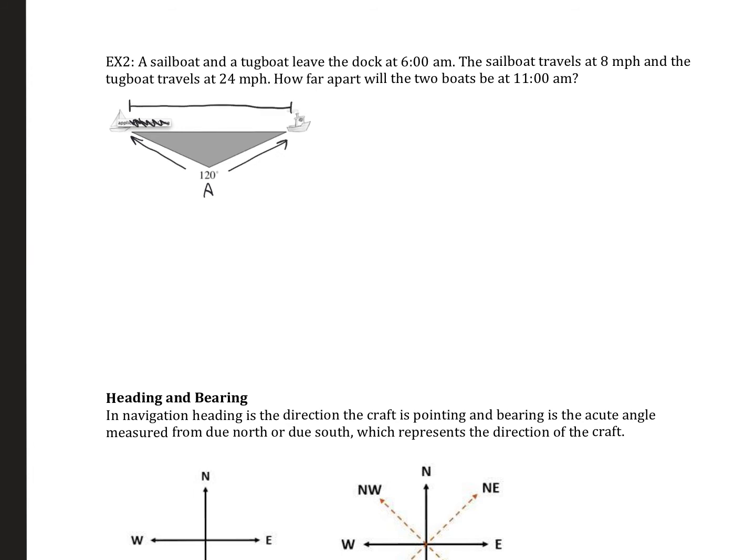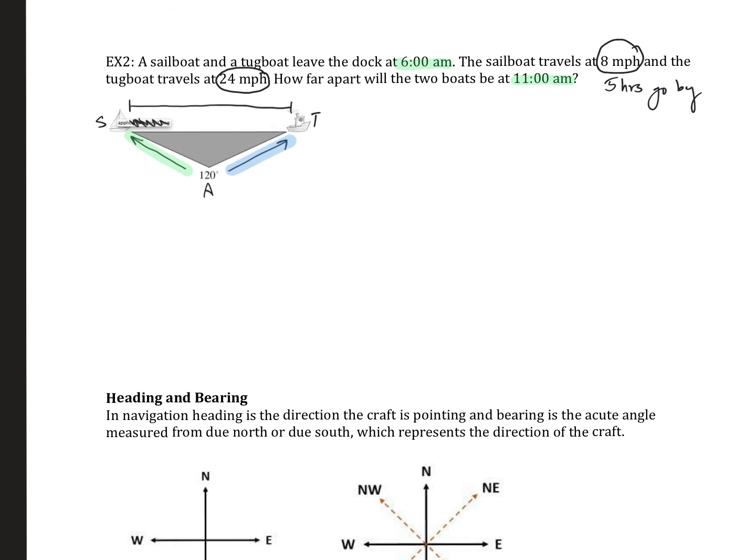And they want to figure out how far apart they will be at 11 a.m. Well, that's great, except I don't even know how far apart these guys are from each end here. So what information do I have? Well, they left at 6 a.m., and we're trying to figure out how far apart they are at 11 a.m. So how many hours apart is that? 6, 7, 8, 9, 10, 11. Okay, so 5 hours go by. And then we know the sailboat travels at 8 miles per hour, and the tugboat travels at 24 miles per hour.